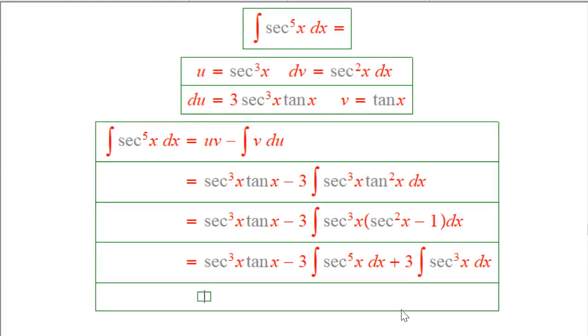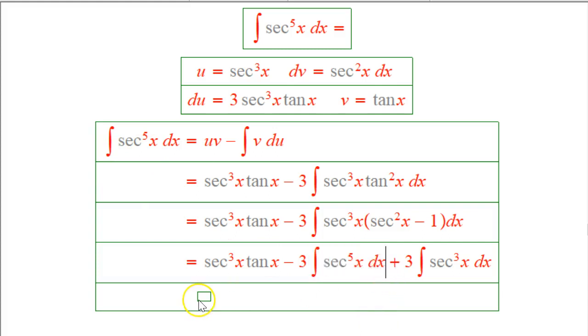Okay, now this sometimes, hopefully, if you've done enough examples of parts, you might have already seen this, but it can seem really weird the first time you see it. I seem to be back where I started. I seem to have made no progress at all. It seems to be circular. I started with integral secant to the 5th, and I'm expressing it in terms of itself.